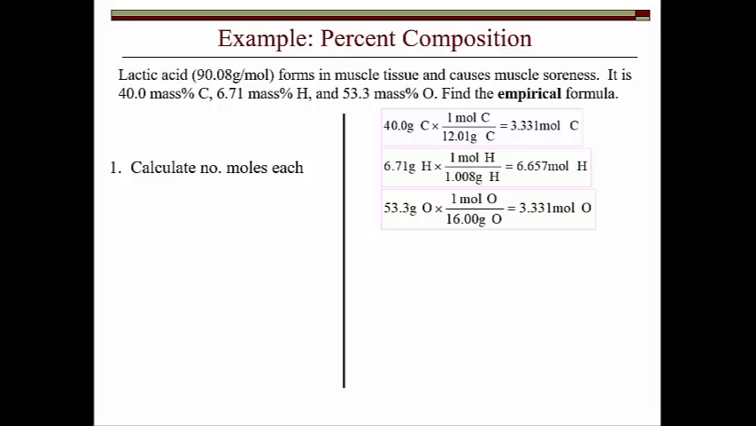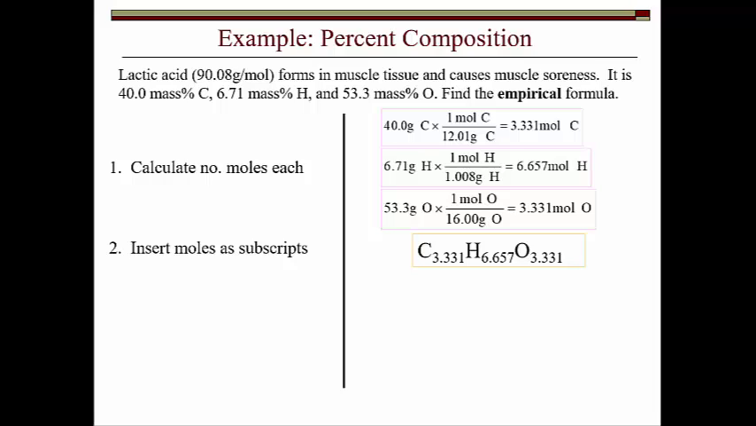Now that I've calculated moles for each of my elements, I can actually use these mole values as subscripts in a formula. The only problem is these are not how we usually write a formula, right? We need to have whole numbers as our subscripts because we cannot have 0.331 atoms of carbon. We cannot have 0.657 atoms of hydrogen. So we have to make them into whole numbers.